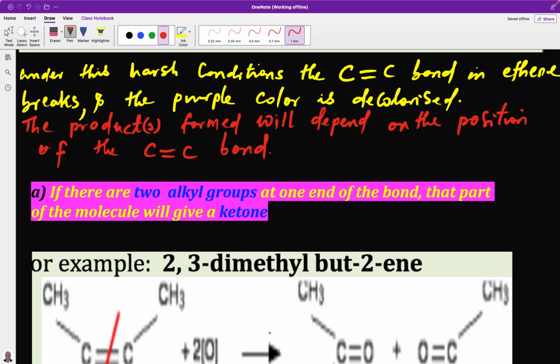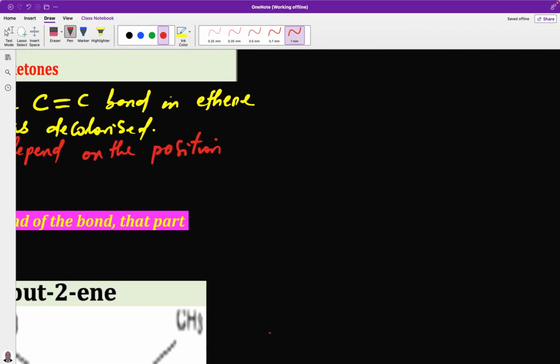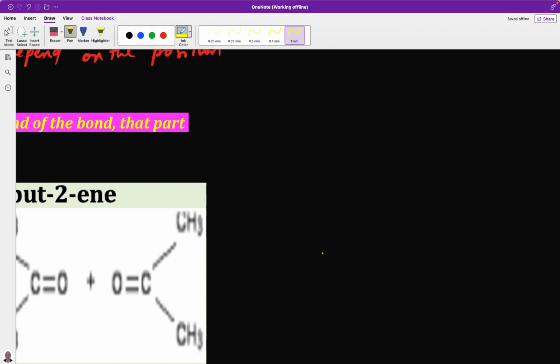if there are two alkyl groups at one end of the carbon-carbon double bond, that part of the molecule will give a ketone. For example, let me write this for you to better understand. I have this molecule of, let me say, 2,3-dimethylbutene. It will give this.